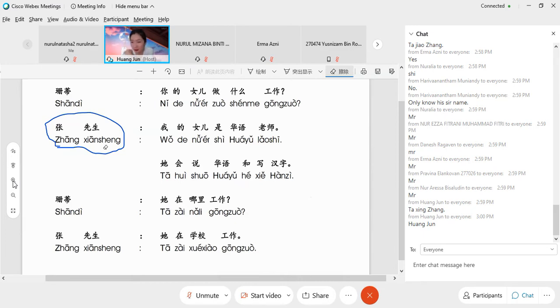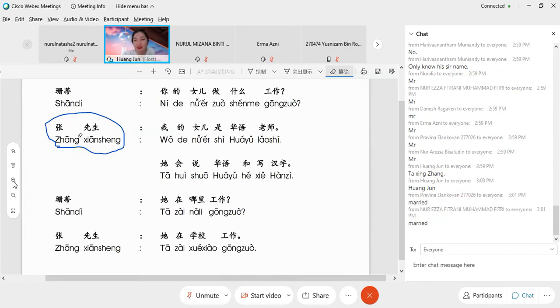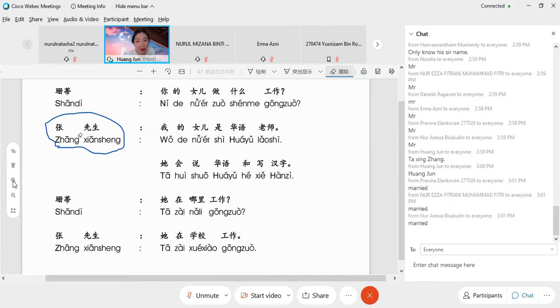So the second person, we don't know the name. We only know his surname is Zhang. Then add it here. About the second person, you already finished your translation, right? So I want to ask a question about Zhang 先生. Is he married or still single? Is Mr. Zhang already married or not? You have your translation. So he is already married.